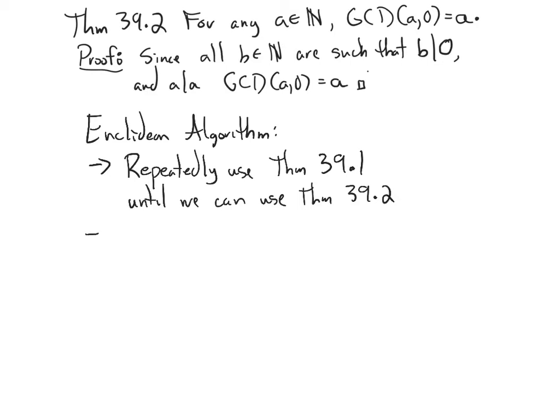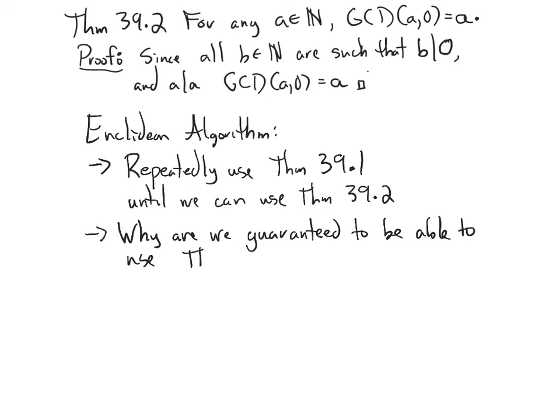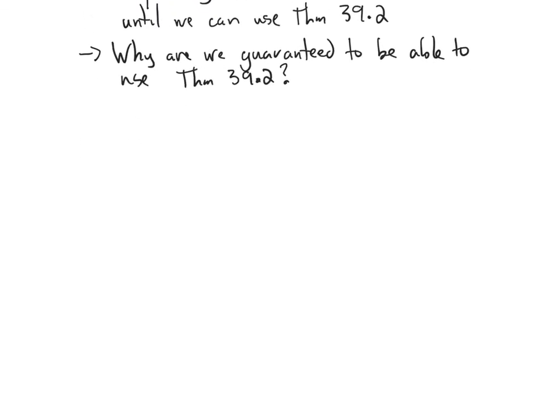And something to think about, and I'll leave this as an exercise for you guys: why are we guaranteed to be able to use Theorem 39.2? Why do we always get it so that one of the remainders is 0? Why is that going to be the case? So let's go ahead and do a couple of examples of this.